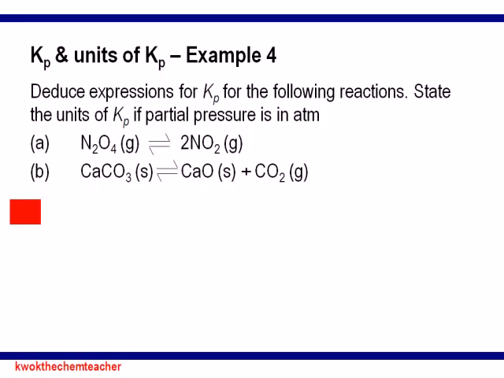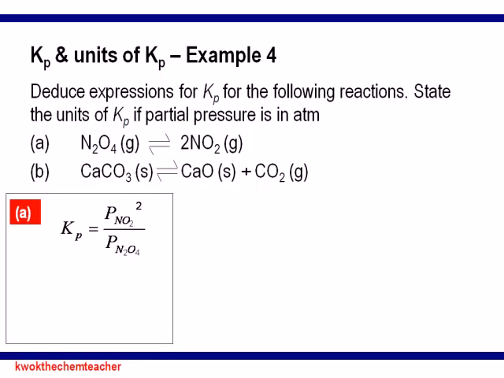We have talked at length about Kc, so let's first talk about Kp. Deduce expressions for Kp for the following reactions. State the units of Kp if partial pressure is in atm. For example A, the Kp expression will be the partial pressure of nitrogen dioxide to the power 2 divided by the partial pressure of N2O4. The units would be atmosphere.